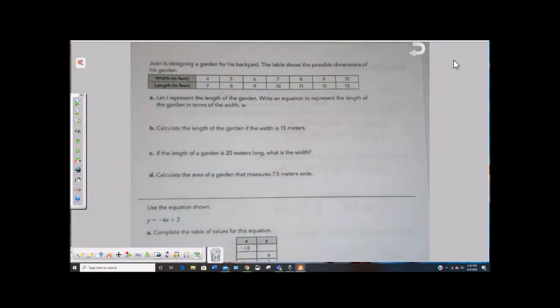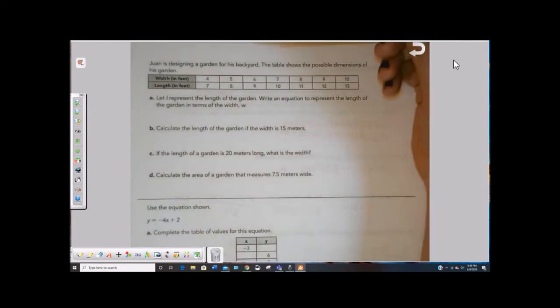Okay. Page 16, last one for today. Juan is designing a garden for his backyard. The table shows the possible dimensions of his garden. Let L represent the length. Write an equation to represent the length of the garden in terms of width.